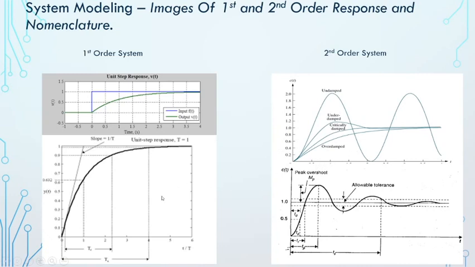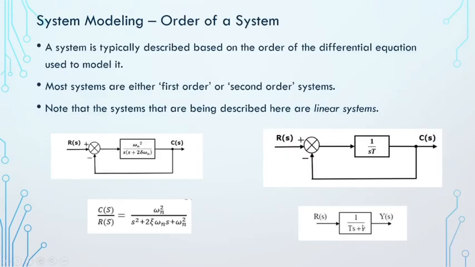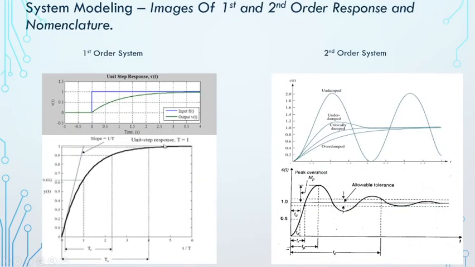It's not the same thing. Mind you, a first order system only has a time constant. It does not have an angular frequency, it does not oscillate, and it does not have a damping ratio, as you can see here. So the principal parameter in the response of the first order system is the time constant.